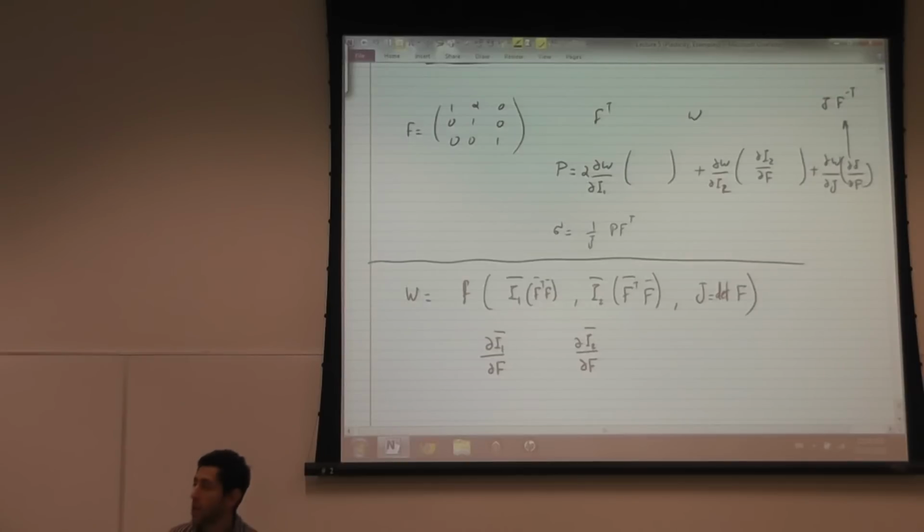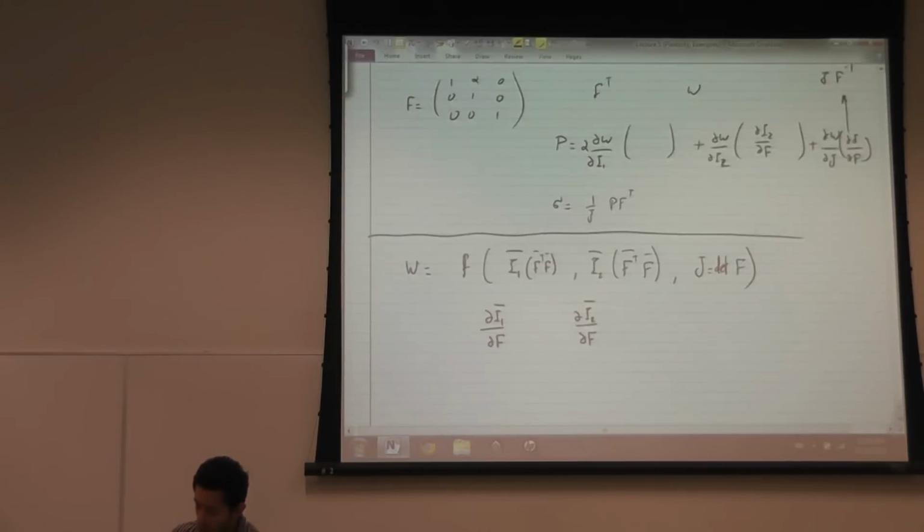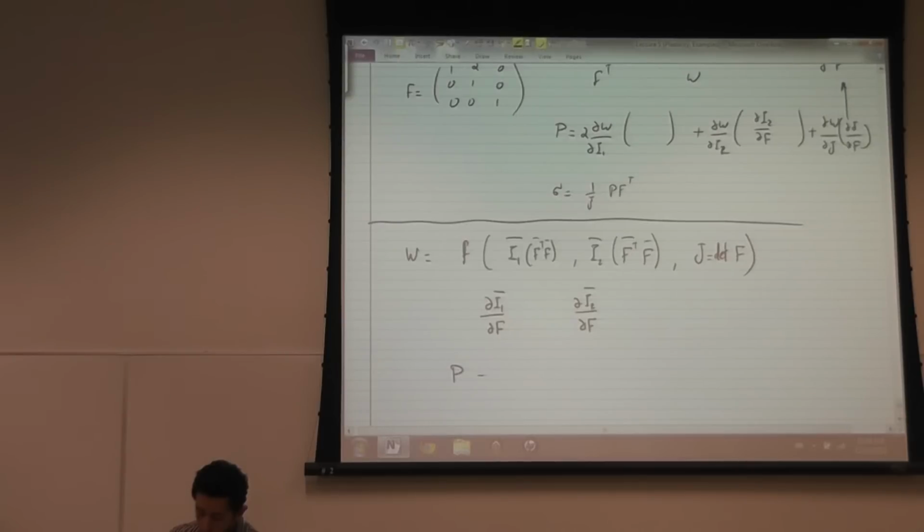And once you calculate these, you calculate them once and you know them, and if you ever want to calculate the first Piola-Kirchhoff stress, all you have to do is take partial W by partial I1 multiplied by partial I1 by partial F, plus partial W by partial I2 multiplied by partial I2 by partial F.